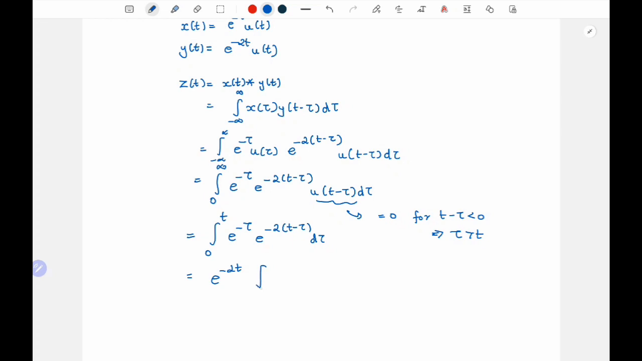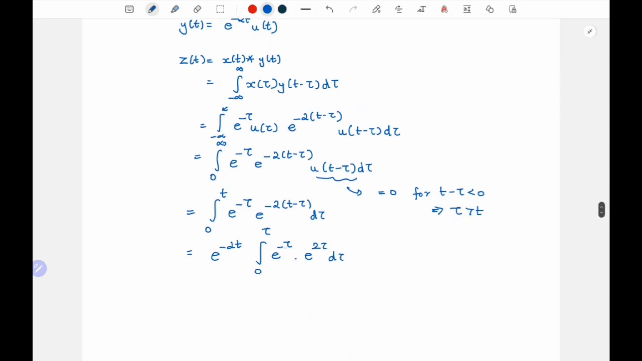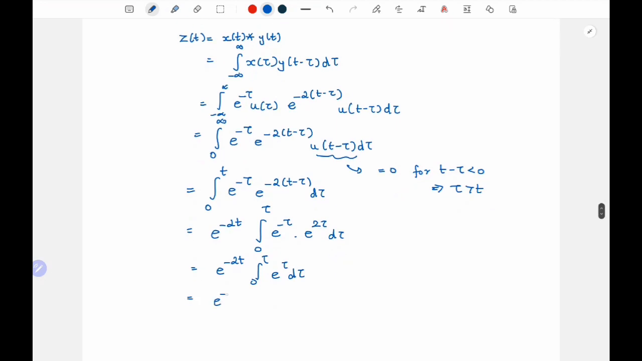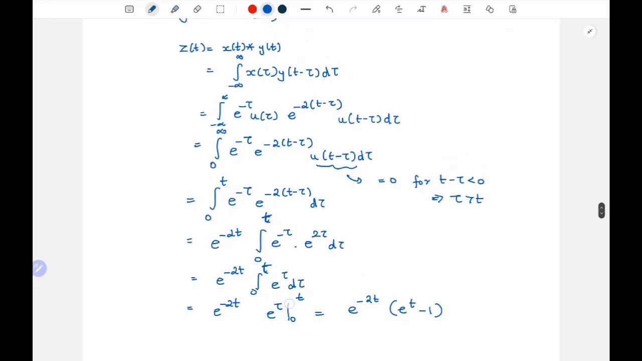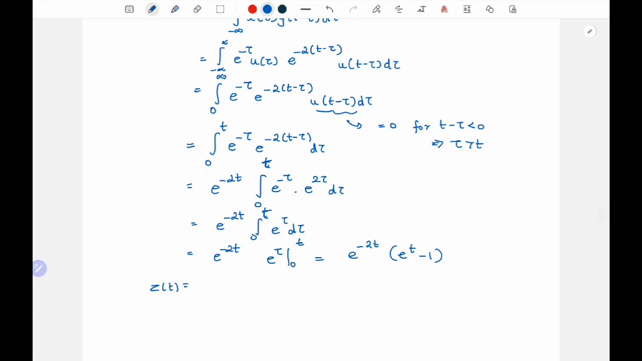So e power minus 2t, integral 0 to t, e power minus tau into e power minus of minus 2 tau. Again you can add these exponents: e power minus 2t, e power tau d tau. And you know the integral of e power tau d tau is e power tau itself, with limits from 0 to t. So what will this give? E power minus 2t into e power t minus 1. So then z of t is e power minus 2t into e power t, which is e power minus t, minus e power minus 2t. So this is the answer.